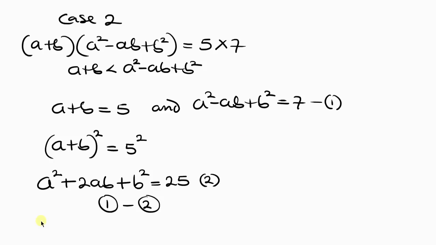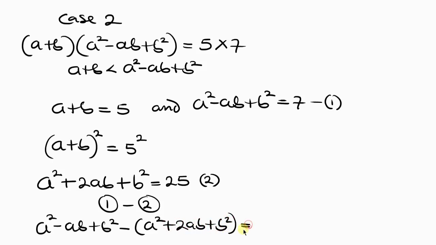Equation 1, we have a squared minus ab plus b squared. That's the left-hand side of equation 1, minus the left-hand side of equation 2, which is a squared plus 2ab plus b squared. Now let's focus on the right-hand side. The right-hand side of equation 1 is 7, and the right-hand side of equation 2 is 25, so minus 25. Very good.